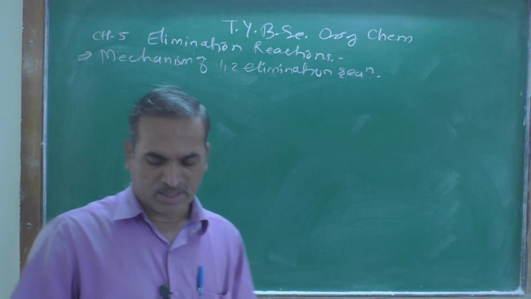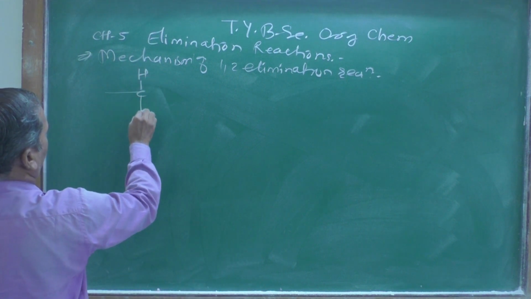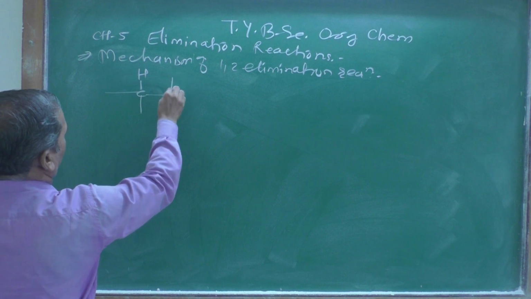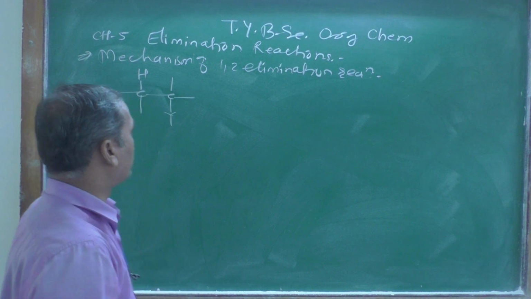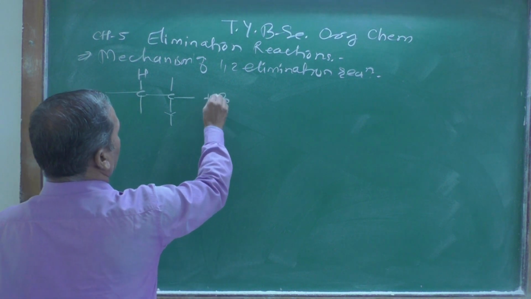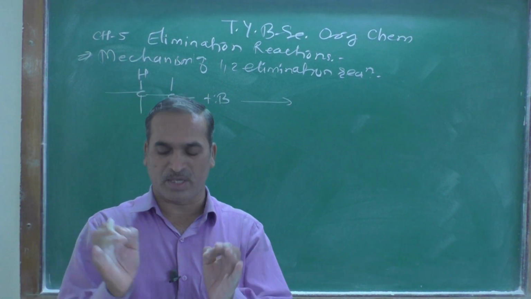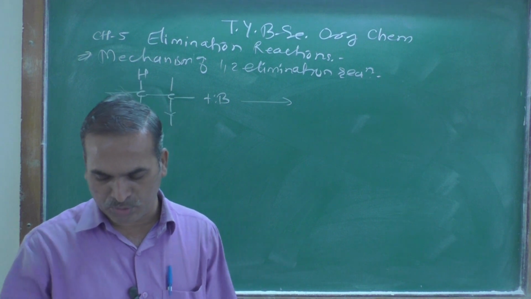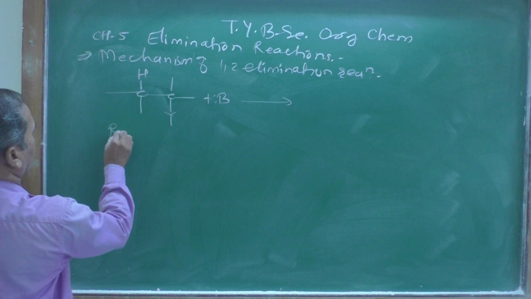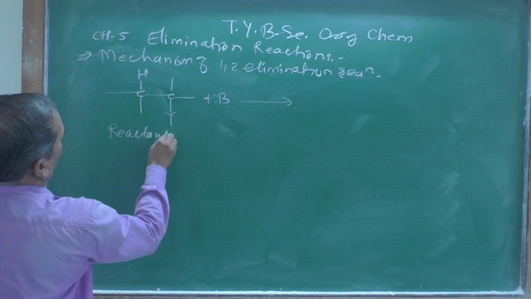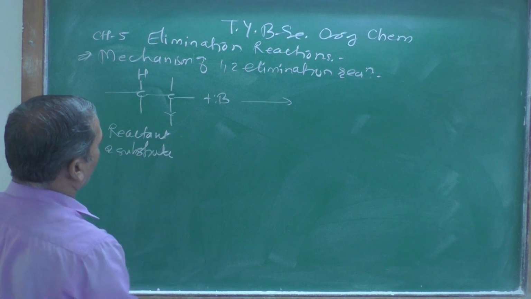Let us see here again a general, because we are talking about the general mechanism, and for general mechanism we are taking here Y as a good leaving group, and then we are treating with the base. B stands for base, and as we know the function of base is to abstract the proton. This is the reactant, or we can call it the substrate.